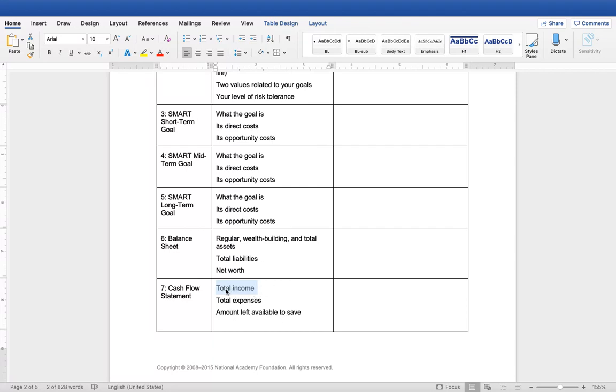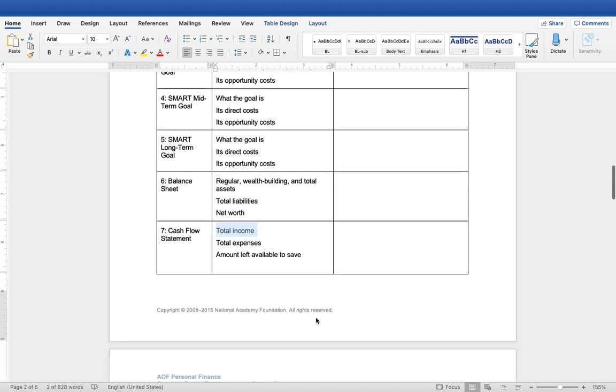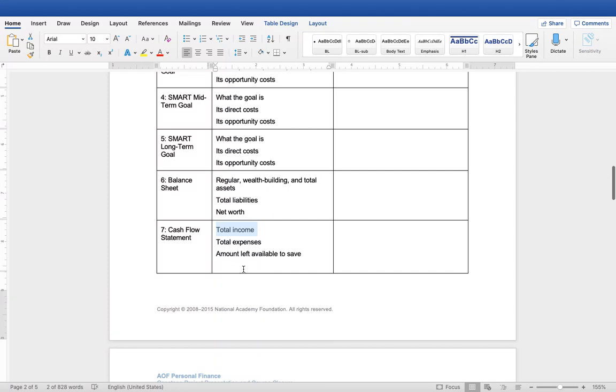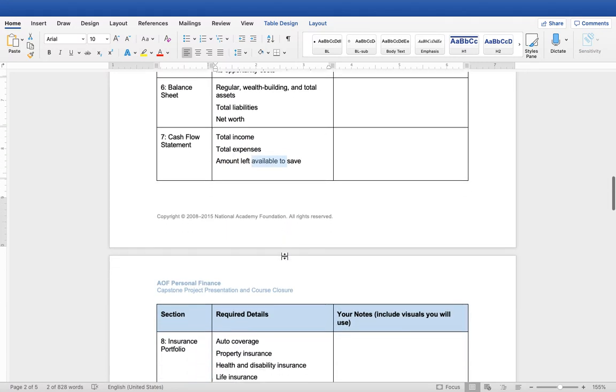And then you're going to take your total income minus your total expenses. If you have any money available and money left over, that will be money that could be used towards your SMART goals. Okay? If you don't have money available over here, part of your plan will be to cut some of the expenses so you do have money available for your SMART goals.